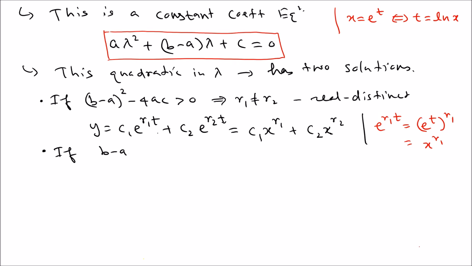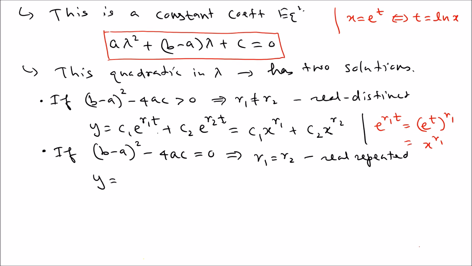And the second case: if b minus a squared minus 4ac equals 0, what's going to happen? You're going to get two equal roots, so r1 equals r2, a real repeated root. In this case, we know the solution in the t variable has to be c1 plus c2 t, times e to the r1 t. Now again the same argument: t equals ln x, so put ln x here, and e to the r1 t simply becomes x to the r1 as before.